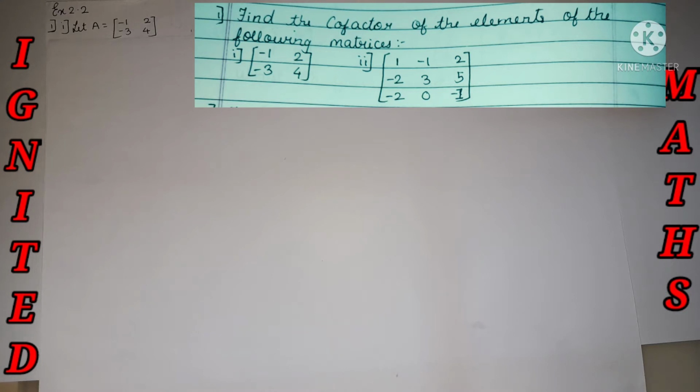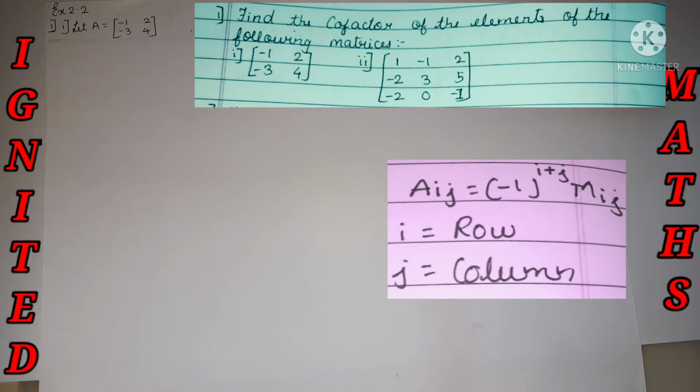The first sub question is of order 2 cross 2, because it contains 2 rows and 2 columns, and we need to find the cofactor of the elements. Cofactor comes from finding the minor, so first let's find the minor elements, and with that we can find the cofactor. The formula is mentioned at the right hand side. I'll make sure all the formulas and properties are mentioned on either side, and the question also.